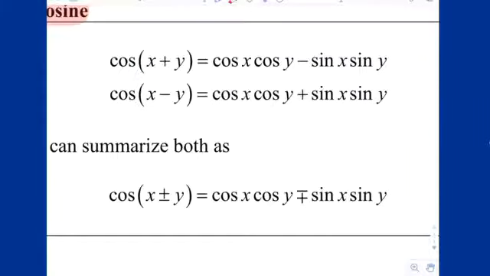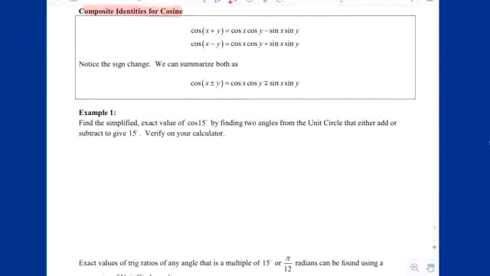So what this allows us to do, this is the important part, it allows us to express a composite angle, that is the sum or the difference of two other angles. It allows us to express it in terms of those two smaller angles. All right, so why would this be useful? Good question. We can expand the power of the unit circle. It's already pretty useful. But let's look at example 1.